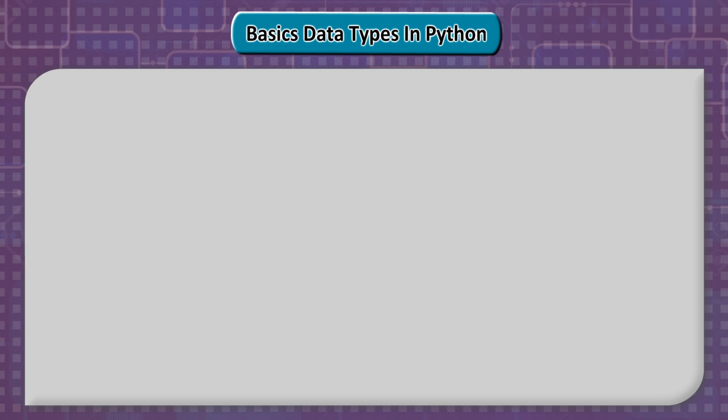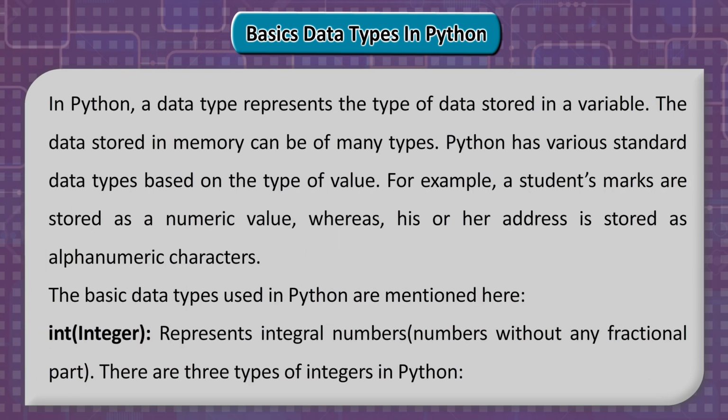Basic data types in Python. In Python, a data type represents the type of data stored in a variable. The data stored in memory can be of many types. Python has various standard data types based on the type of value. For example, a student's marks are stored as a numeric value, whereas his or her address is stored as alphanumeric characters. The basic data types used in Python are mentioned here.